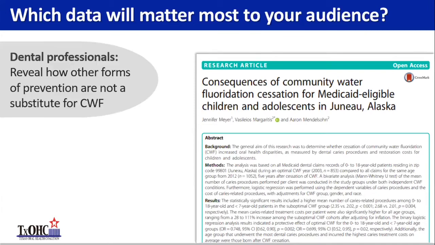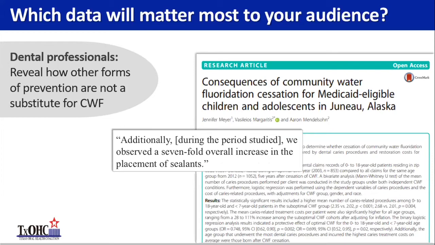Suppose you're talking to dental professionals. They're an important audience too, and sometimes you're going to translate research and data for them. So revealing how other forms of prevention are not a substitute for community water fluoridation, right? We don't want to get ourselves in a situation where we're kind of pitting one against the other, right? All of these forms of prevention have value, but this is an interesting thing from this study. So the dental treatment cost rose dramatically, even though there were efforts made to increase sealant placement. It can be a nice way if you have dental professionals, some who may not understand or may not see the big impact of community water fluoridation. This is one way to highlight it.